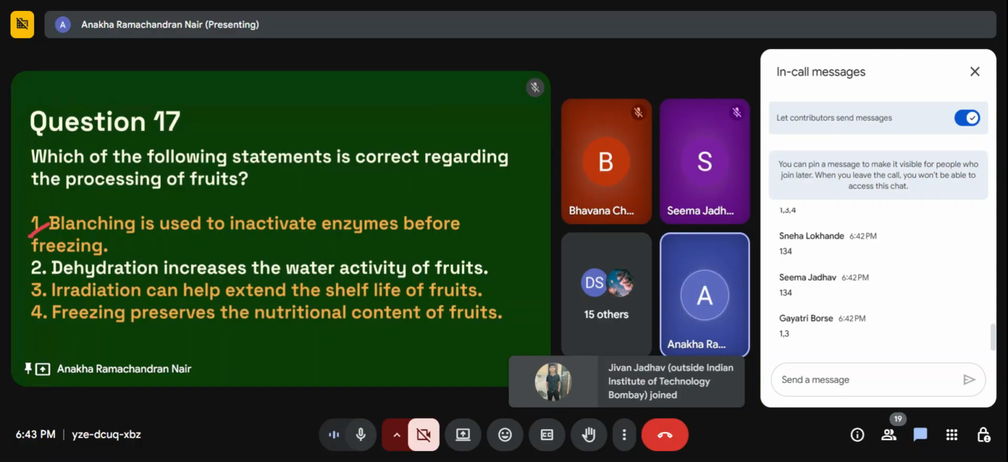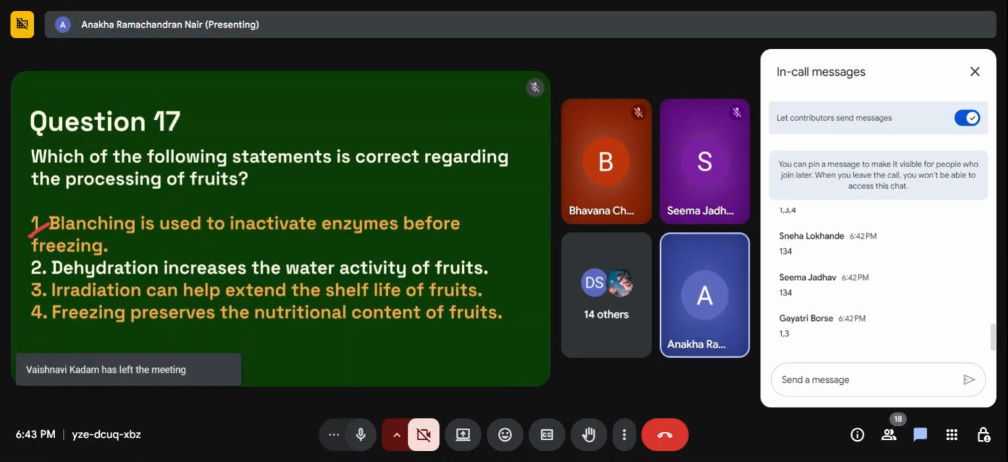Blanching will degrade the proteins that make up the enzymes, while not very drastically changing the flavor of the fruits, right? So, blanching is used to inactivate the enzymes before freezing, so that after you freeze them, metabolic processes don't take place that can reduce the taste and flavor of the fruit, right?